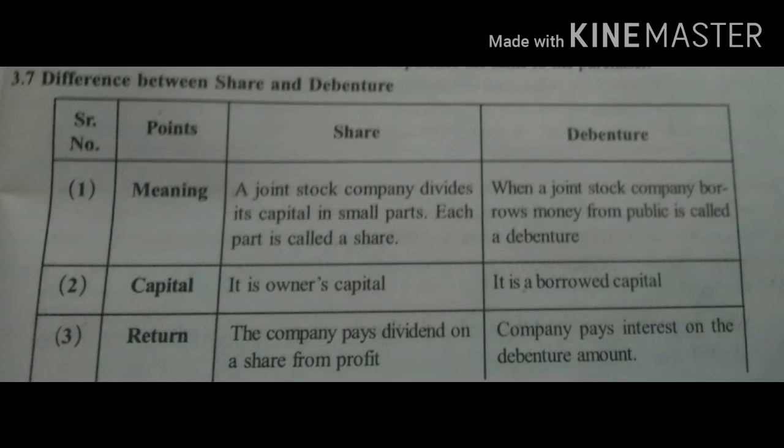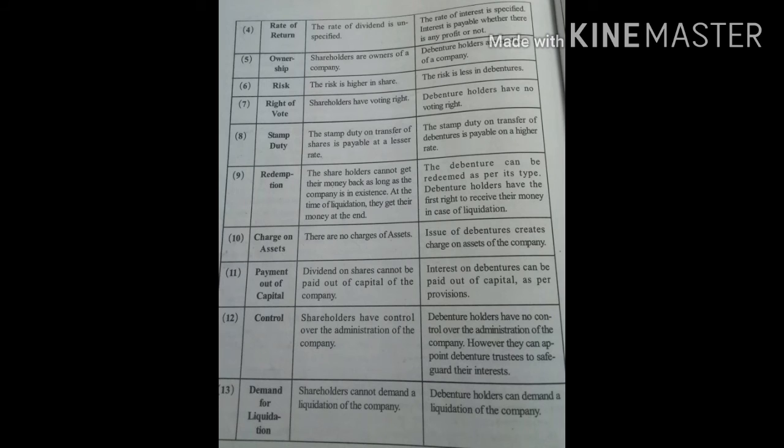Let us see the difference between share and debenture. As we know, a joint stock company divides its capital in small parts and each part is called a share. When the joint stock company borrows money from the public, that is called a debenture. It is the owner's capital in shares, whereas debenture is a borrowed capital. In share, the company pays dividend from profit, whereas in debenture, the company pays interest on the debenture amount. For share, the rate of dividend is unspecified. For debenture, the rate of interest is specified.